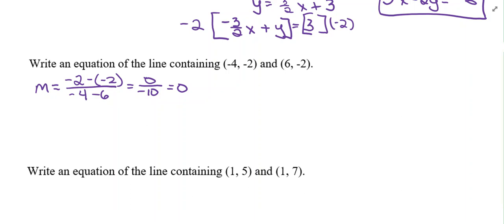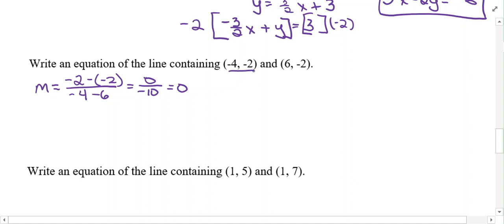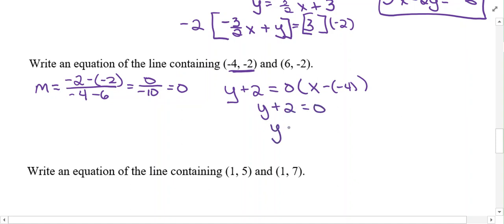If it still doesn't dawn on me what type of line has slope 0, I can then pick one of the points. I will pick the first point. So y minus, be careful, y plus 2 equals 0 times x minus a -4. So anything times 0 is 0. So I have y equals -2.